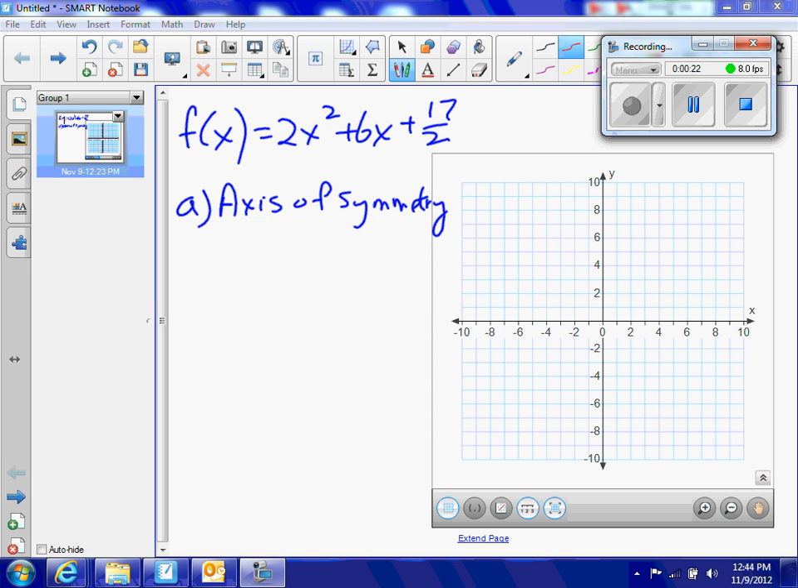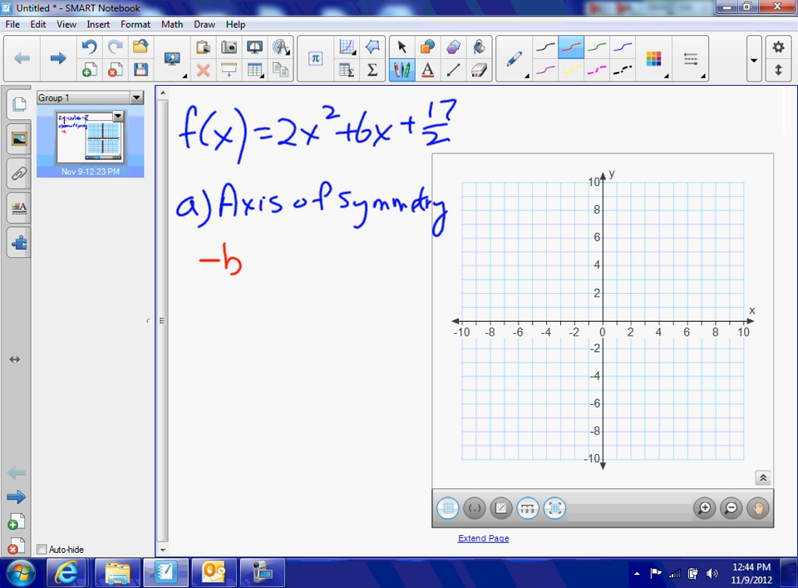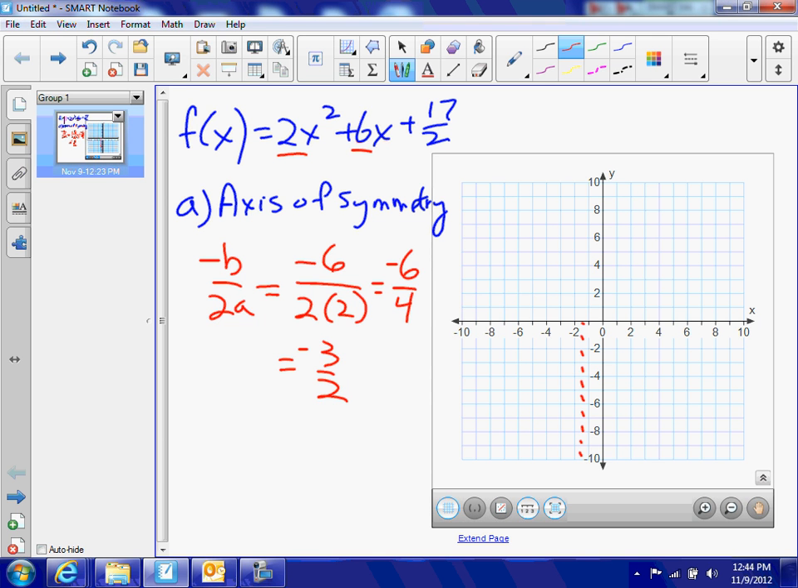So the axis of symmetry is negative B over 2A. So that is equal to negative 6 divided by 2 times 2. There's B and there's A. So that is equal to negative 6 over 4, which is equal to negative 3 halves. So let's put my axis of symmetry right in here on the graph. Here it is, dot, dot, dot, dot, dot.